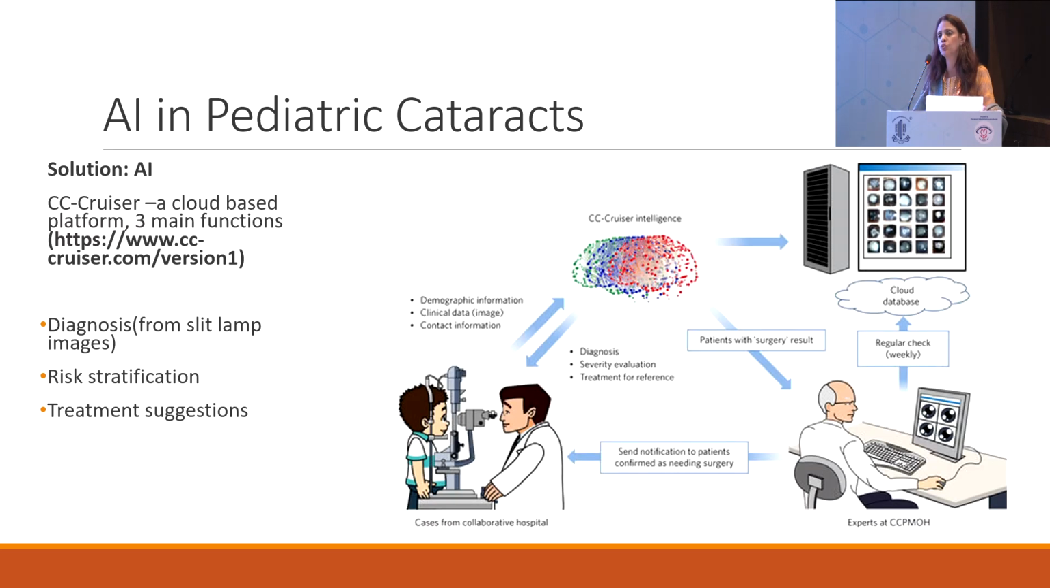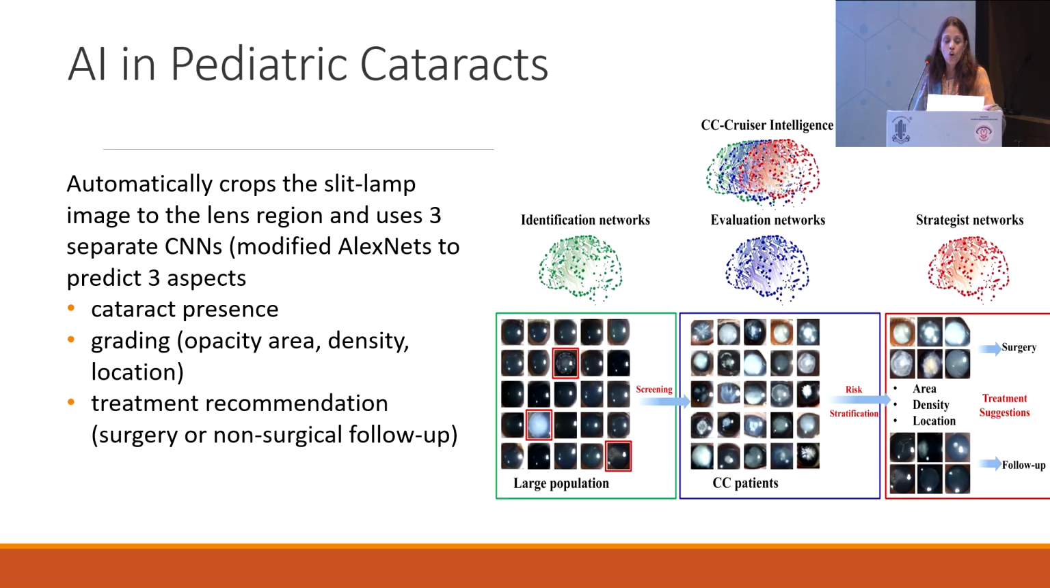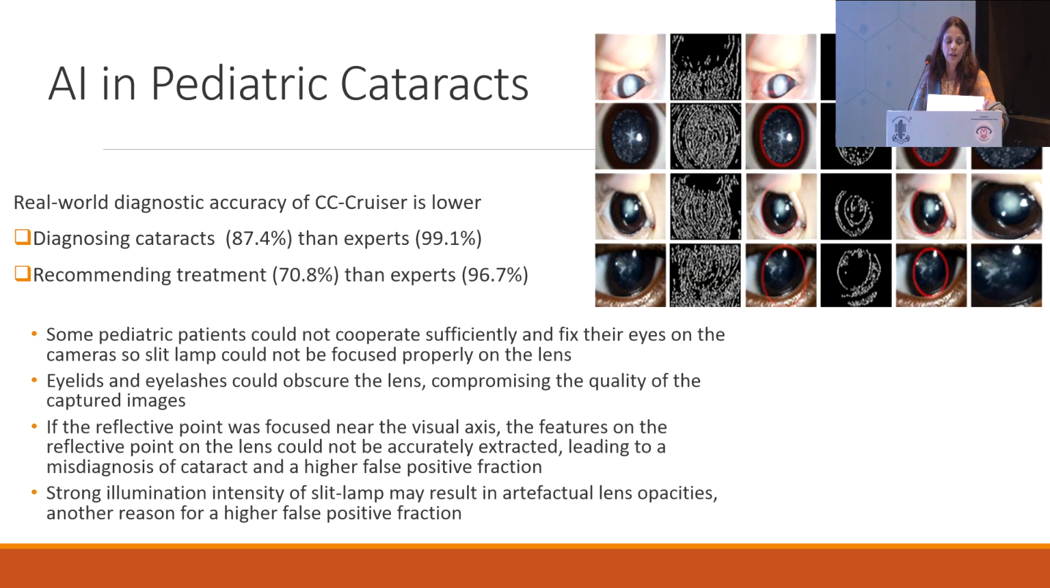So there are several tools which have been developed. One is a CZ Cruiser, which is basically measuring 3 main functions. It makes the diagnosis based on the slit lamp images, then does the risk stratification of those images, whether this cataract needs to be treated or not, and then gives the treatment suggestions. So it automatically crops the images which are there from the slit lamp and tells whether there is presence of cataract or not, what is the grading of the cataract, and then gives a treatment recommendation whether the child requires surgery or can be followed on a non-surgical basis.